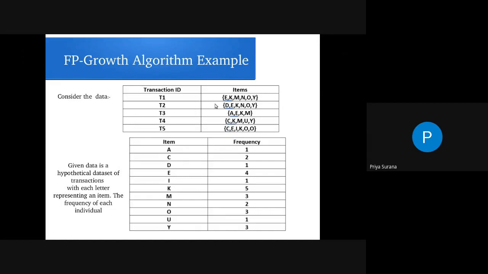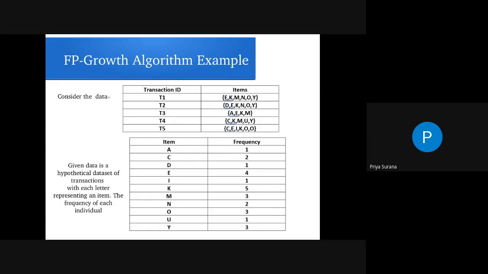For example, if you check for C, how many times did it appear in these transactions? It is there in T4 and T5. So twice it is there. So the frequency of that item is 2. In the same way, it is calculated for all items which are there in this data set or database. So the first step, similar to Apriori algorithm, is nothing but computing the frequency of each item.